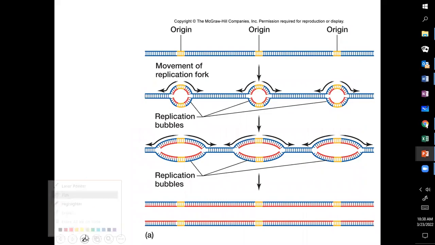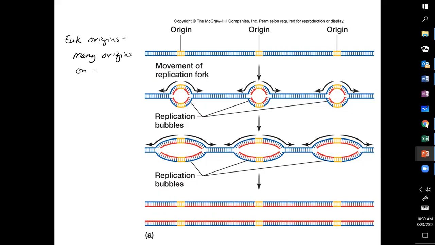Now, eukaryotes, remember, have linear chromosomes. And so in eukaryotes, they have many origins. There are many origins on each chromosome.